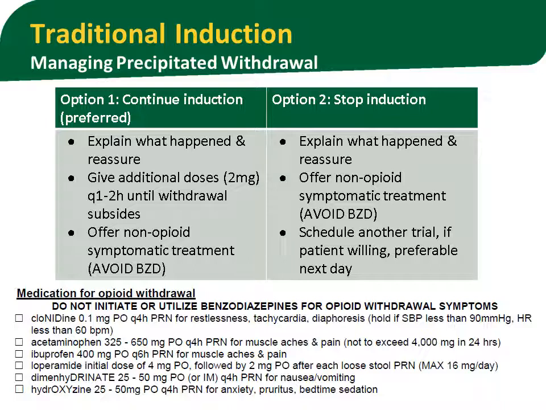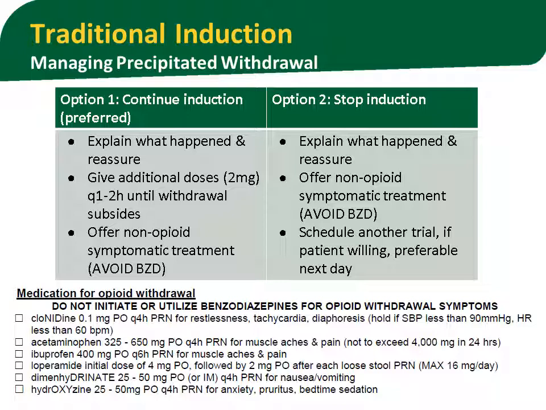Unfortunately, if despite our best efforts, precipitated withdrawal does occur, there are 2 options for management. Both options involve explaining to the patient what has happened and offering lots of support and reassurance. Again, precipitated withdrawal can be quite distressing, but it's generally not harmful. Medications to manage withdrawal symptoms should be offered. These include clonidine for symptoms like restlessness and tachycardia, acetaminophen or NSAIDs for aches and pains, and making sure we're providing symptomatic management of nausea and diarrhea.